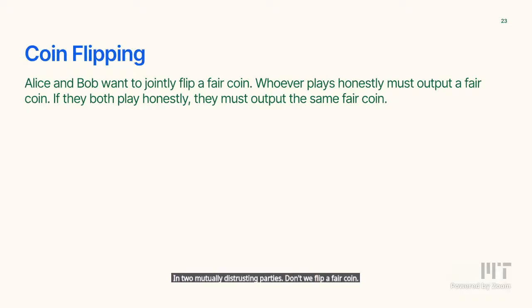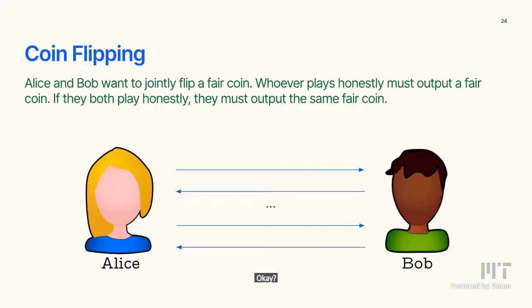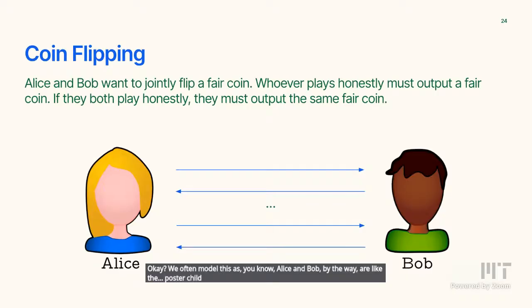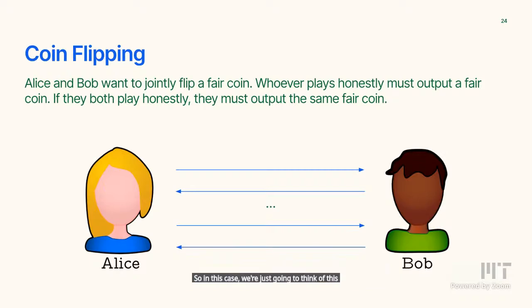We often model this as Alice and Bob, who by the way are like the poster child for crypto. There's also a Charlie, there's also a Dave. In this case, we're just going to think of this as them sending messages to each other, and eventually they'll decide what's up.